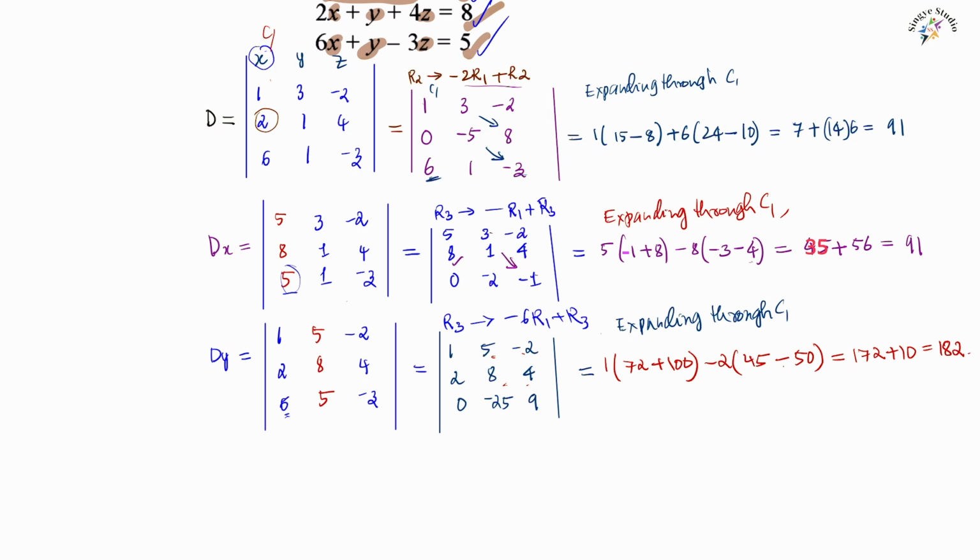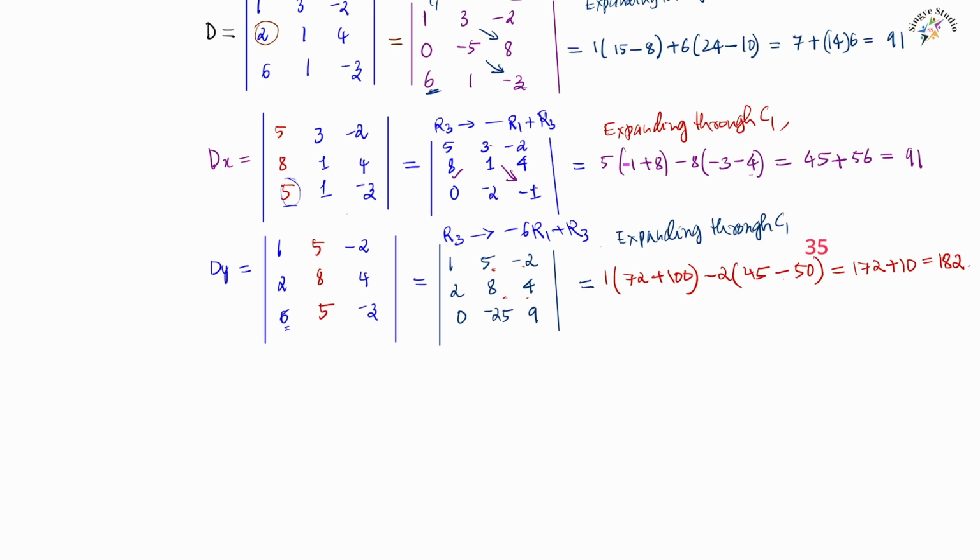Okay, now our next job is to find dz. Our dz will be replacing the column containing the coefficient of z by the constants. Now we have to evaluate this determinant. Similar to the above one, I will operate the same thing on R3: I will take minus 6 times R1 and add to R3, such that this 6 becomes 0 to make our life easier.